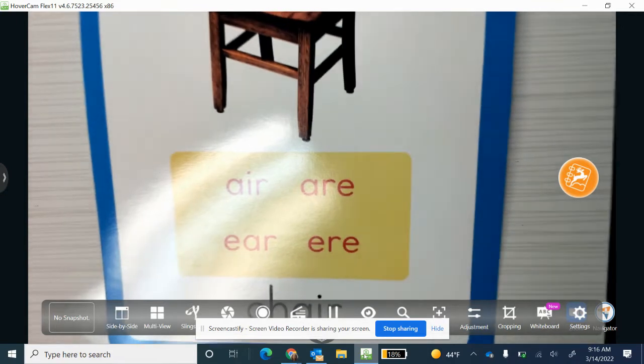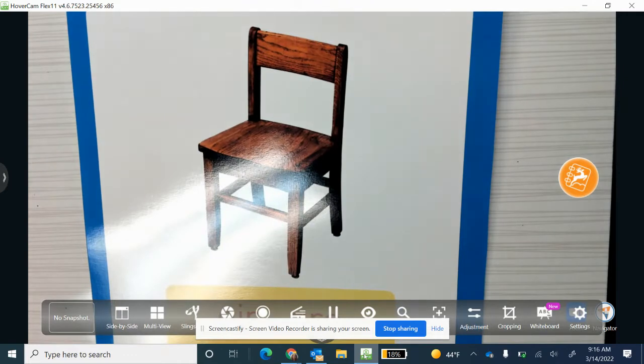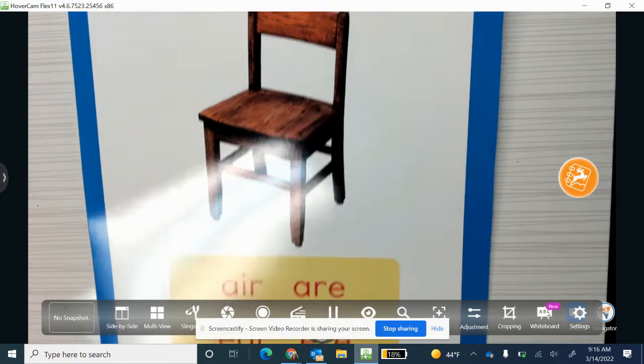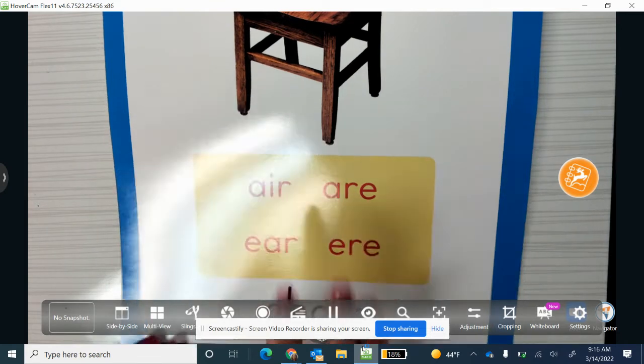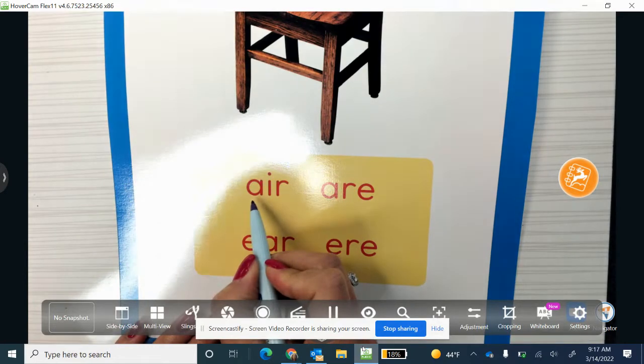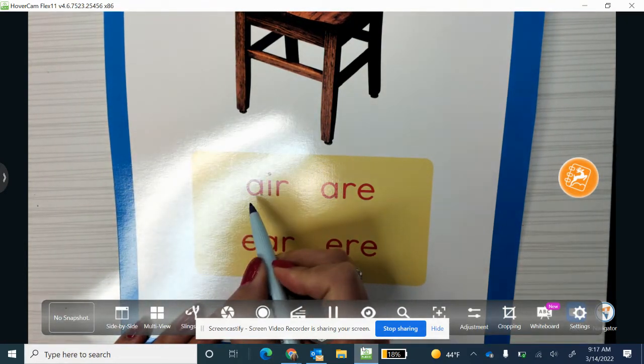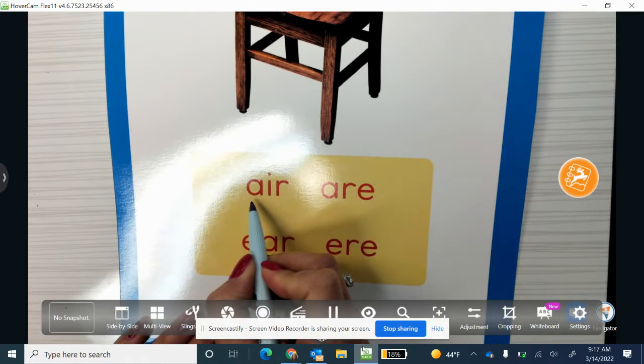We are on Unit 4, Week 5, and our new sound we are focusing on is the air sound, like in the word chair. There are a few ways that we spell the air sound, so let's go over them, okay? Now, the air sound is an R-controlled vowel sound. It is the long A with the R attached, so we call that a combination.